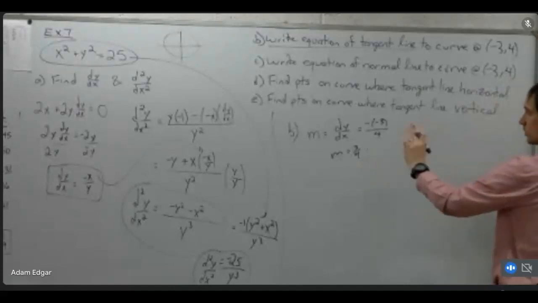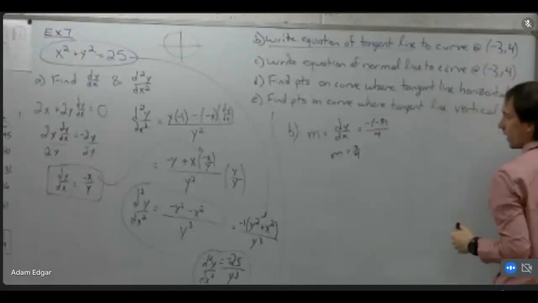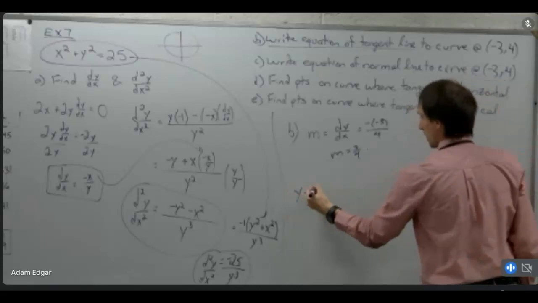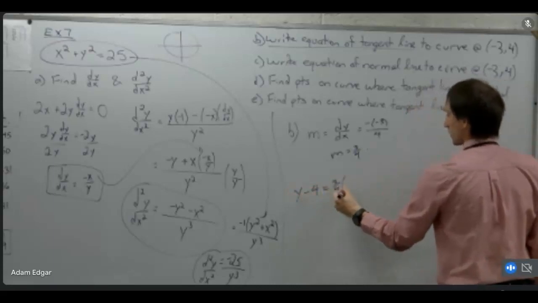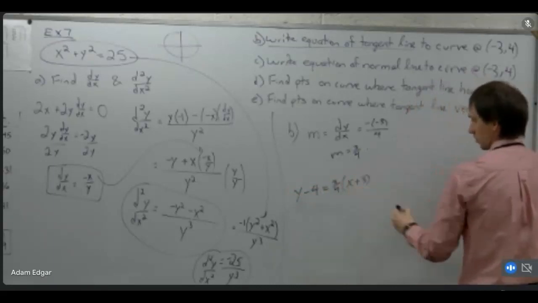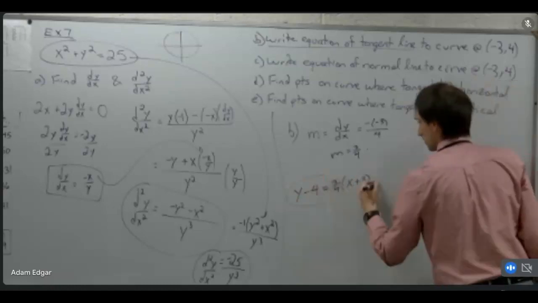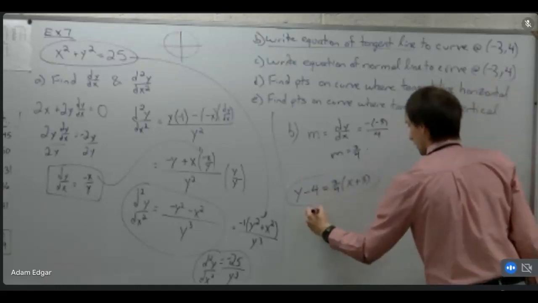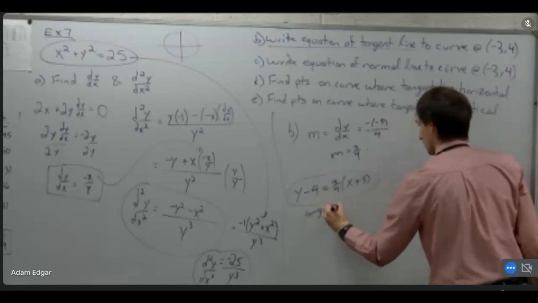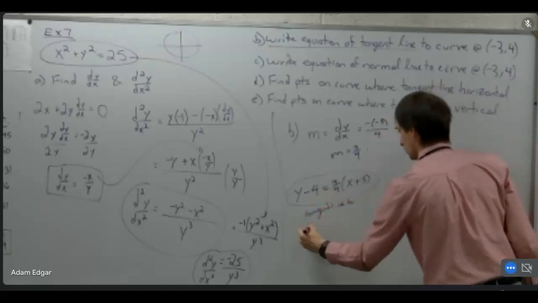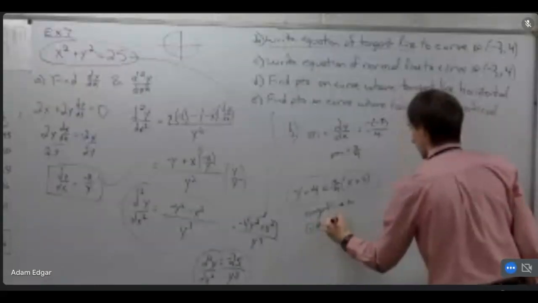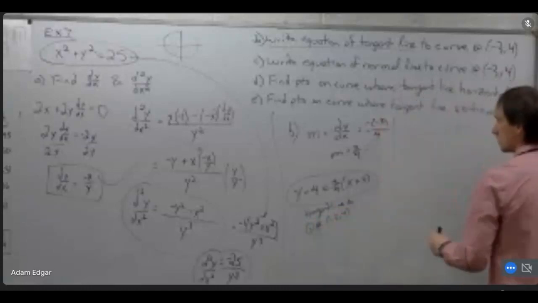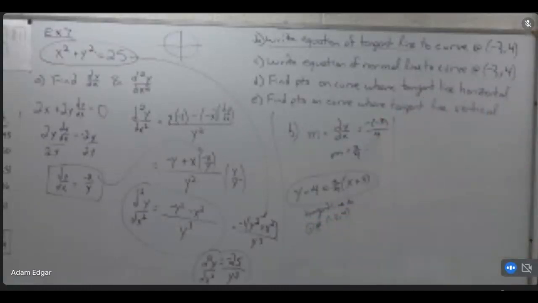Once you've got that, combine it with your point, and your tangent line is y minus 4 equals your slope 3/4 times x minus the x coordinate, which is x plus 3. So that's your tangent line to the circle at negative 3 comma 4. Any comments to follow up on B? Coming up with the equation of a tangent line.